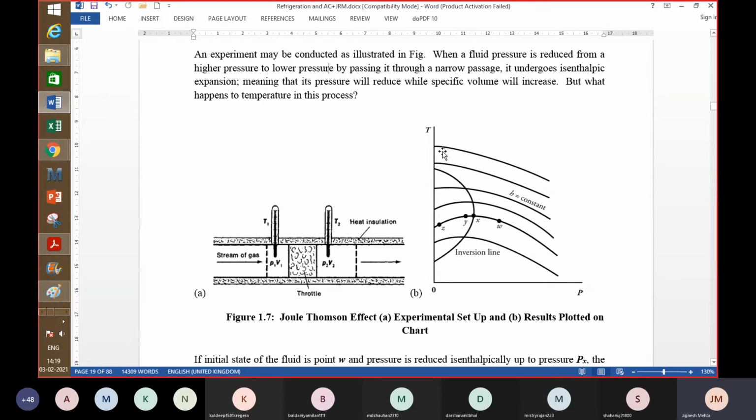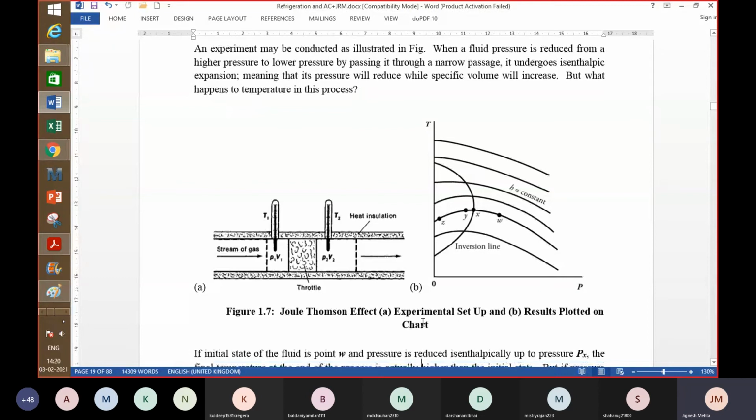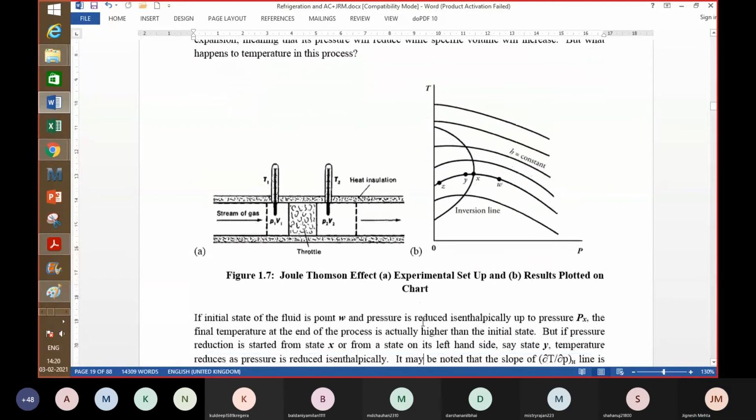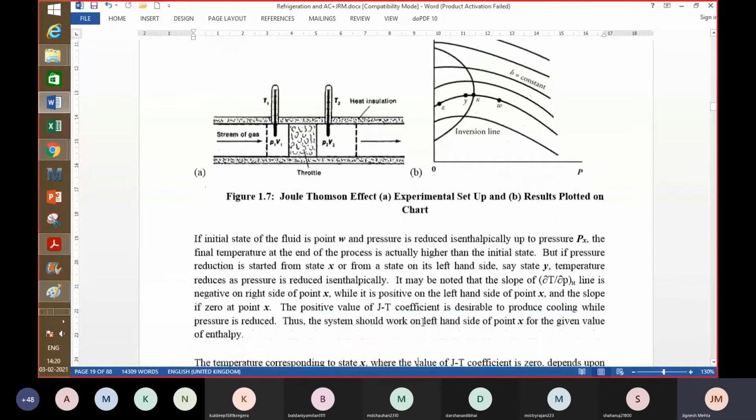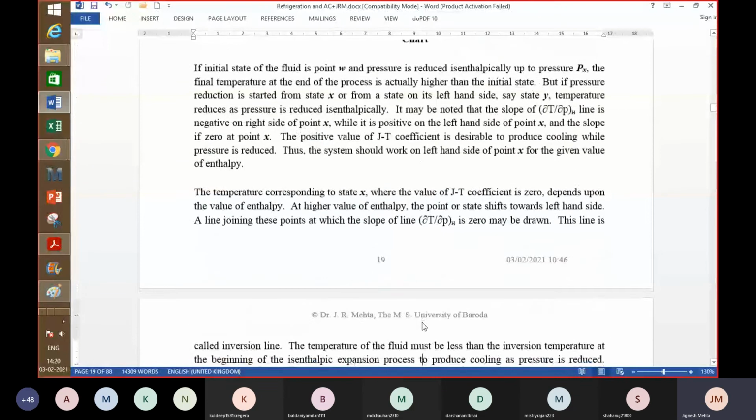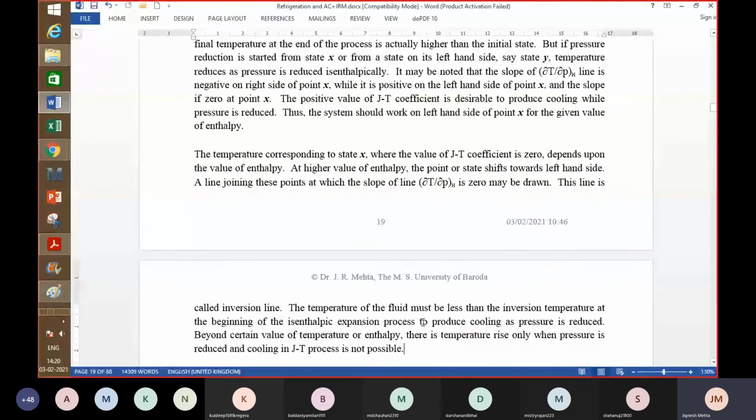So if you are talking about, let's say, some enthalpies in this area, it will never happen, right? Reduction of pressure will never give you lower temperature, right? And also in this area. Okay. So you have to work in this area. So the Joule-Thomson coefficient should be positive. Okay. So we are talking about that kind of expansion in the throttling device, isenthalpic expansion. I have explained all these things.